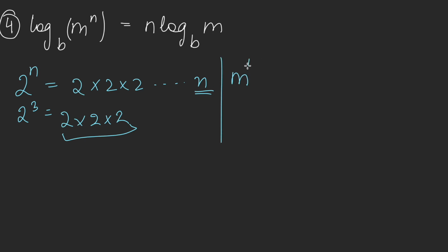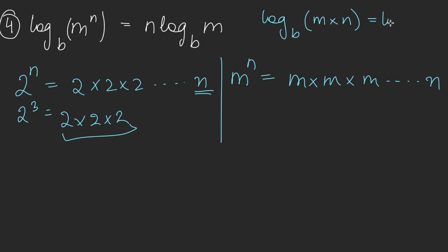Similarly, m to the power n is what? m into m goes on till n times. We know that from our first rule, which was our product rule, log b m into n is equal to log b m plus log b n, correct? Now similarly, this product rule will also be applicable for n number of terms getting multiplied here. So if this was m into n into p into q, they will all get added up in logarithm form.